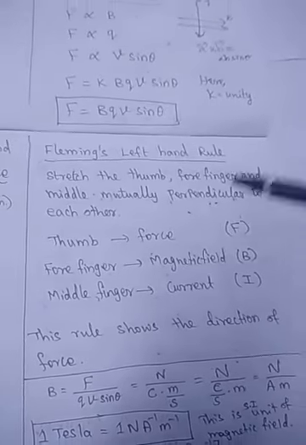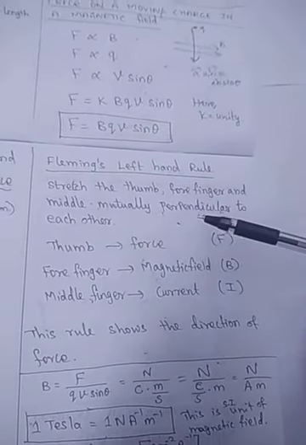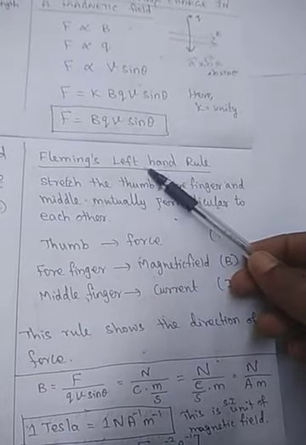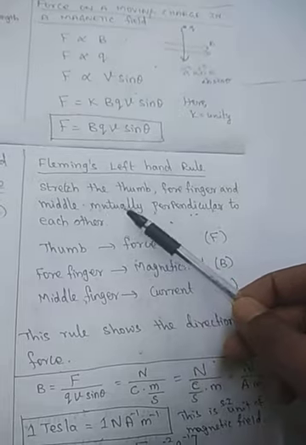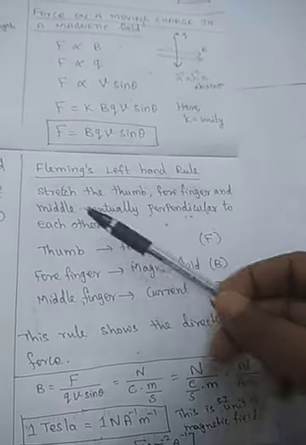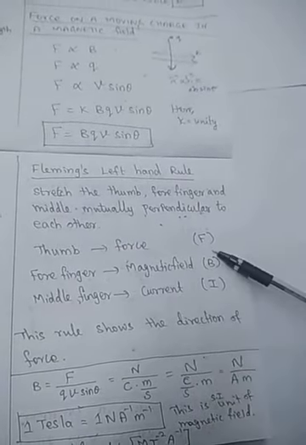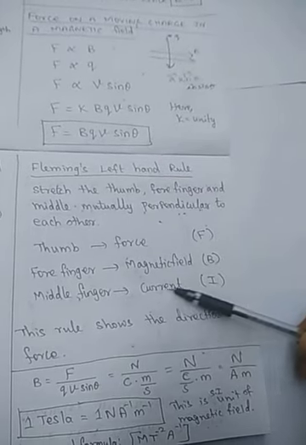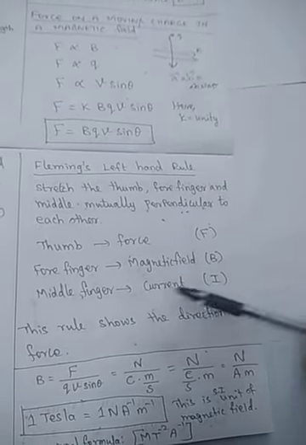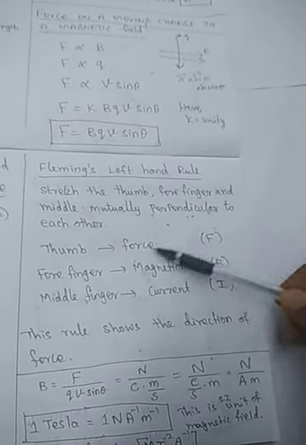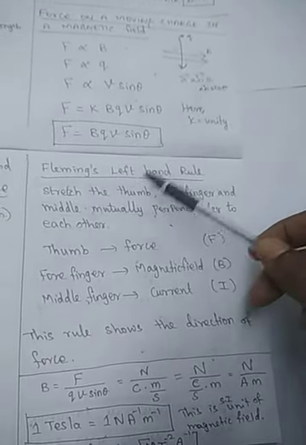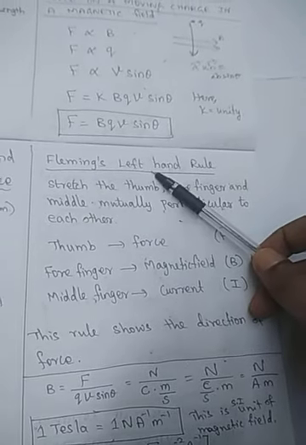This force direction can be explained clearly by Fleming's left hand rule. Stretch your thumb, forefinger and middle finger mutually perpendicular to each other. If the forefinger represents the magnetic field, and the middle finger represents the current, or the direction of the charge, or opposite to the charge, the force will be in the direction of the thumb. That we explain as Fleming's left hand rule.